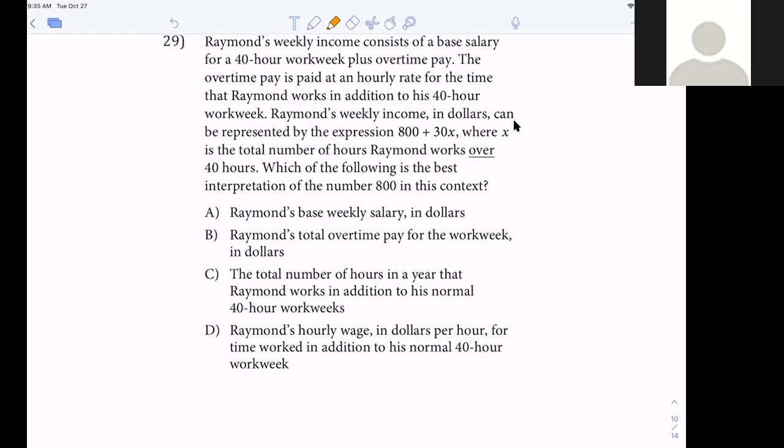Raymond's weekly income consists of a base salary for a 40-hour work week plus overtime pay. The overtime pay is equal to an hourly rate for the time that Raymond works in addition to his 40-hour work week. Raymond's weekly income in dollars can be represented by 800 plus 30x, where x is the total number of hours Raymond works over 40 hours. Now, that seems like forget this problem. I had to read a little bit. So that's what they're counting on. As you're reading, you're kind of getting lost.